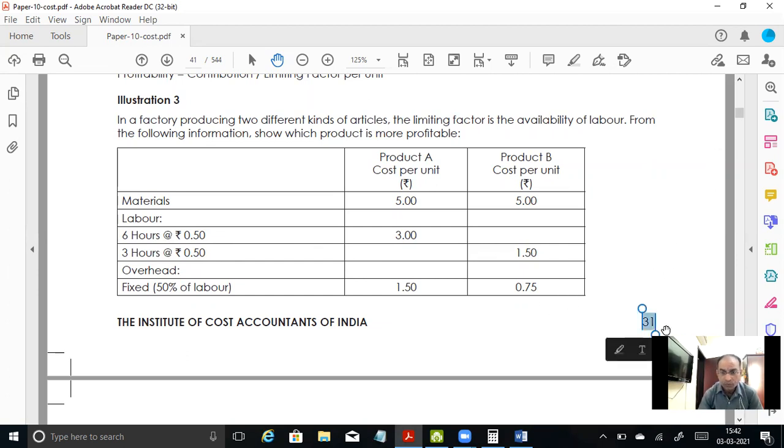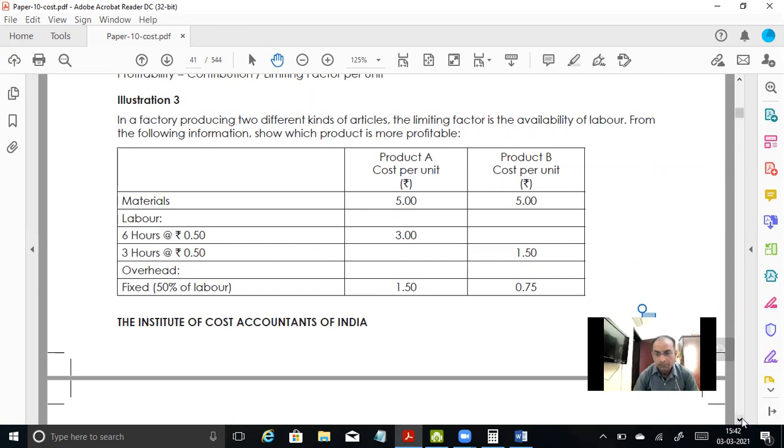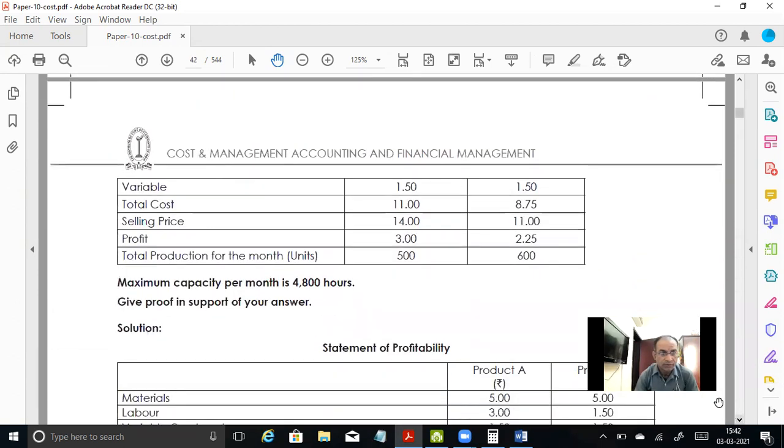Now moving on here, what they are giving next, variable overheads are also given 1.5, 1.5. So this way total cost is 11 and 8.75. Selling price is 14 and 11. Profit has been given and total units are given. So at the last they are saying maximum capacity per month is 4,800 hours. So means labor hours available to us in the question is 4,800. That's why this is the limiting factor. So now we have to see which product is more profitable.